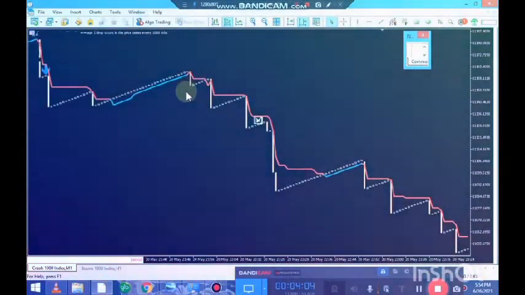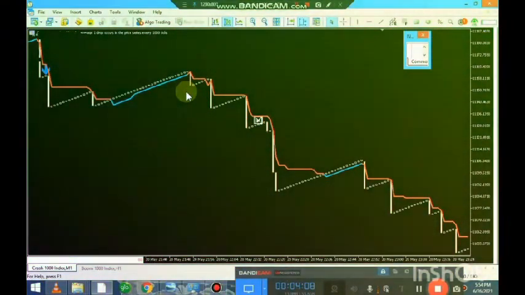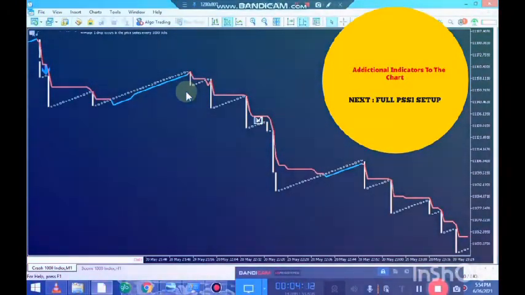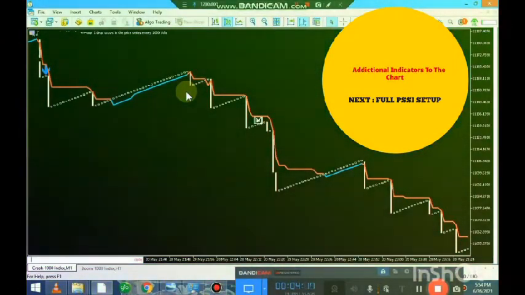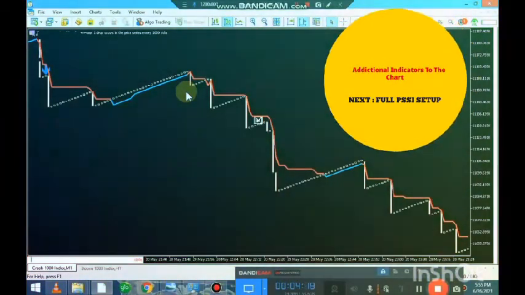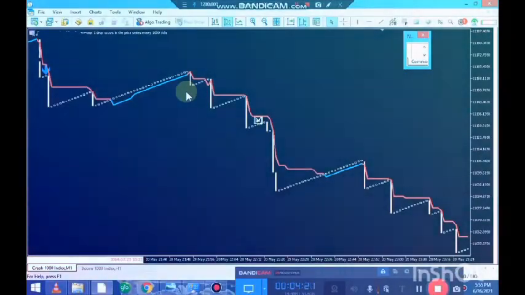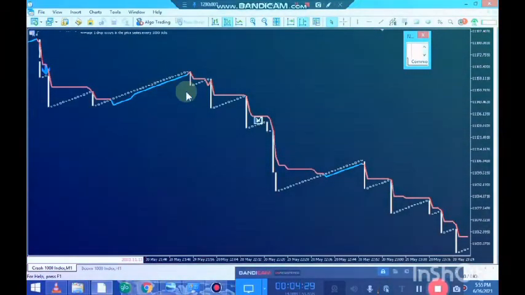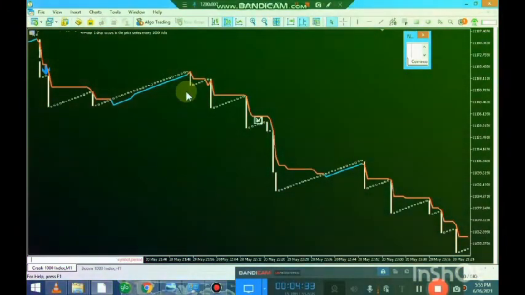So today I'm going to add some indicators to the chart, and some other factors as well. And what are the indicators I'm going to be adding? I'm going to be adding 3 PSSI setups. I'm going to be adding the full PSSI setup, and the full setup comprises 3 good indicators. And I'll also be adding the PSSI indicator.